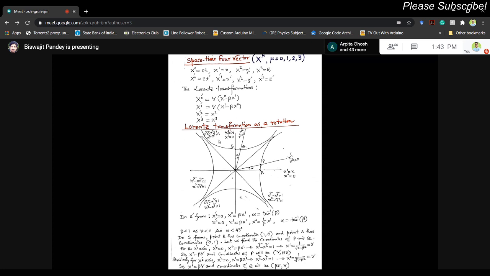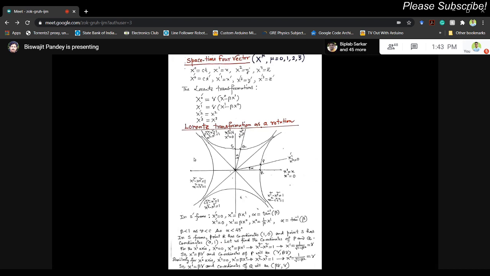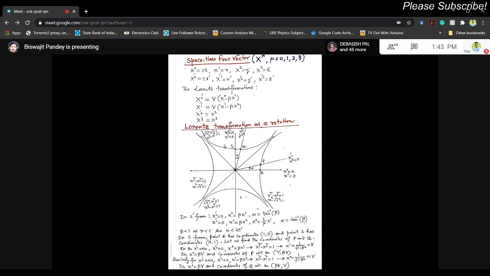Suppose the prime frame is moving along the minus x-axis with velocity v. Then of course the time axis will tilt along this direction, and the space axis will be this one, in the second quadrant. If the prime frame is moving along the minus x-axis with velocity v, then the space-time axes, which you are seeing in the first quadrant with angle alpha, will come here in the second quadrant.